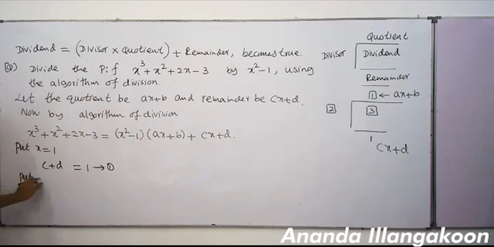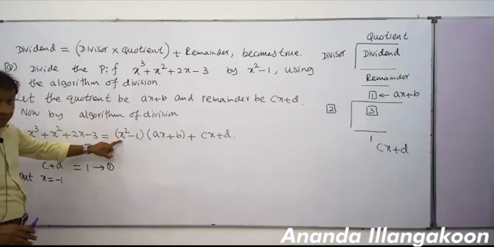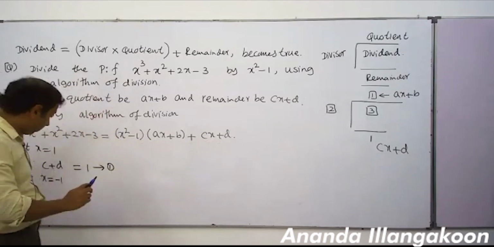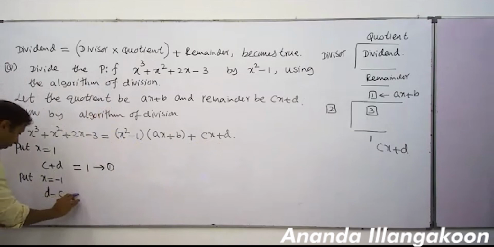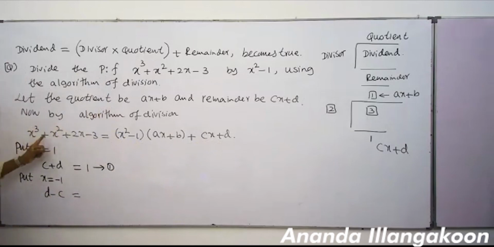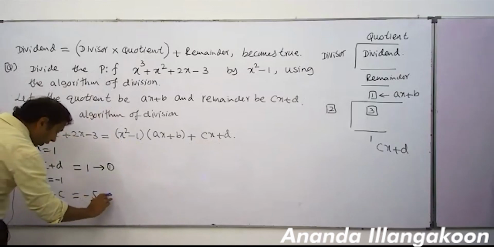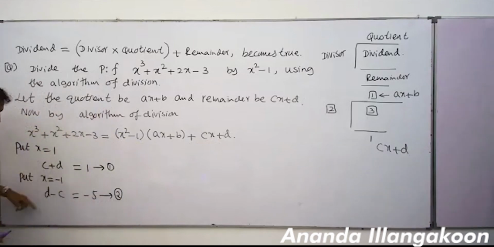Put x equals minus 1. When I put x equals minus 1, squared is 1, 1 minus 1 is 0. Again, this is 0. Here we get minus c plus d. Put x equals minus 1 here. Minus 1 cube is minus 1, minus 1 squared is plus 1. These two will cancel off. Here when we put minus 1, we get minus 2, minus 3. It's minus 5. Second equation, number 2. By solving these two equations, we can find C and D.